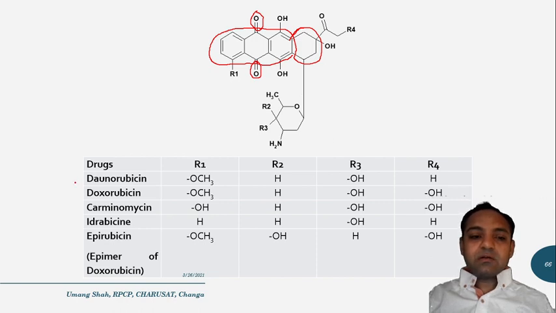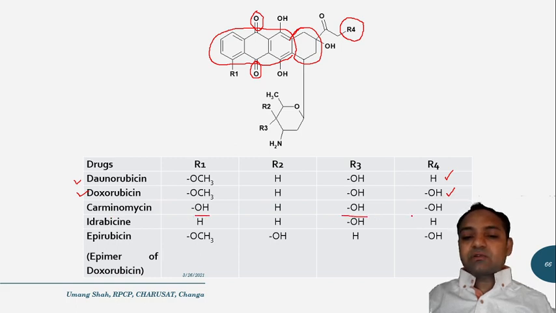Now the drugs are daunorubicin and others. If you look at the comparison between daunorubicin and doxorubicin, everything is the same except the substitution at the R4 position. In daunorubicin, the R4 position is unsubstituted. In doxorubicin, the R4 position has a hydroxy group. In carminomycin, all substitutions are hydroxy groups and the R2 substitution is unsubstituted. In idarubicin, all are unsubstituted except R3. So only at the R3 position there is a hydroxy group.